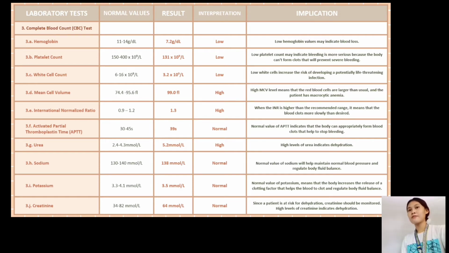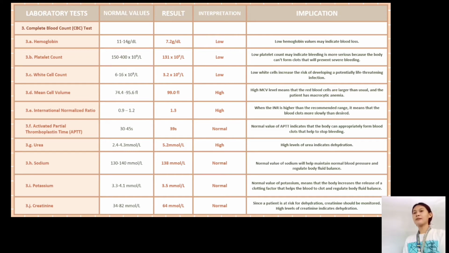Urea. The normal value for urea is 2.4 to 4.3 millimoles per liter. The result is 5.2 millimoles per liter. Interpretation is high. Implication: high levels of urea indicate dehydration. The normal value for sodium is 130 to 140 millimole per liter. The result is 138 millimole per liter. The interpretation is normal. Normal value of sodium will help maintain normal blood pressure and regulate body fluid balance.